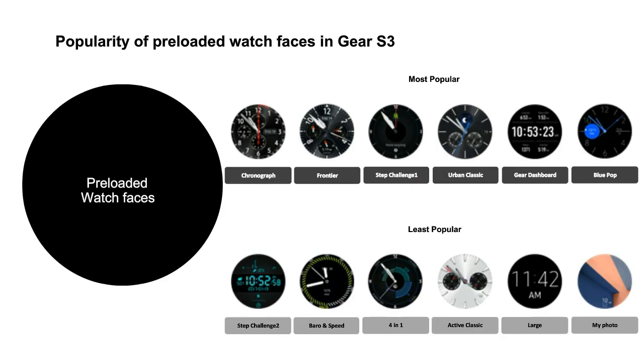Now, popularity of preloaded watch faces in Gear S3. This is just to give you an idea of the kind of designs that are popular. Gear S3 comes with these preloaded watch faces, and we are checking which ones are being used the most. On the top, you can see the most popular ones. On the bottom are the least popular ones. As I mentioned earlier, most of the users are guys, so the watch faces that are used the most are very masculine with dark colors, something more subtle.